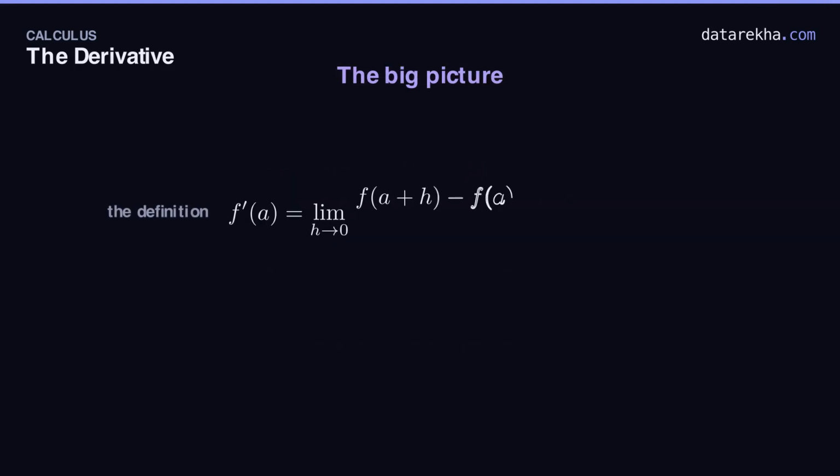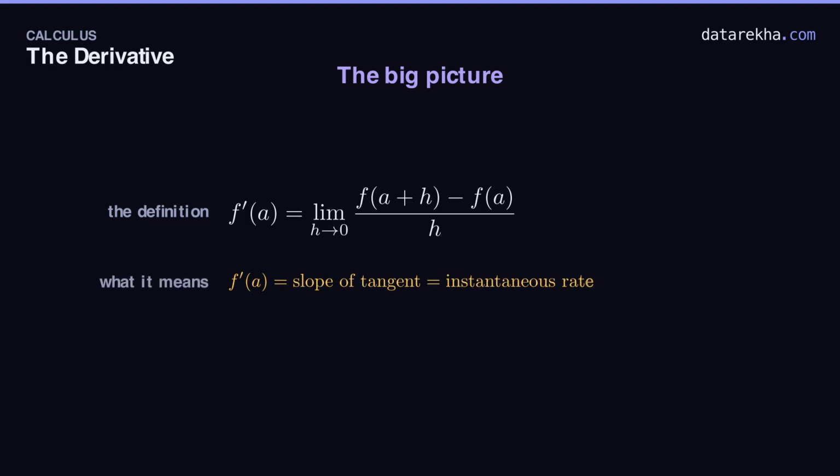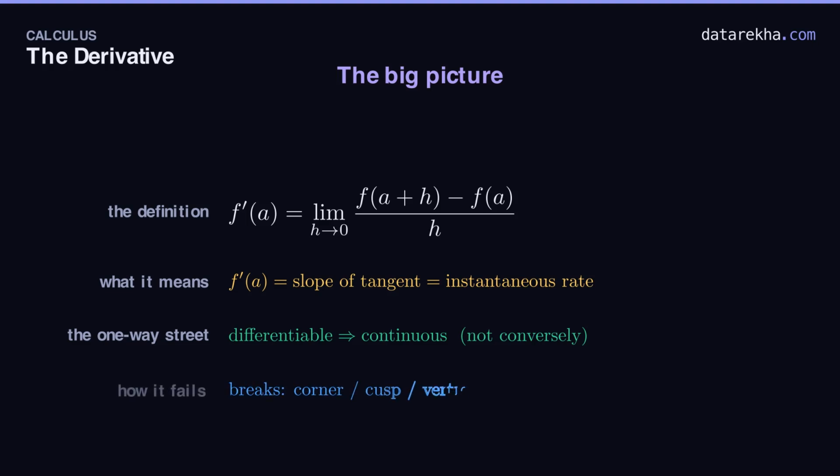Let's lock it in. The derivative at a is the limit of the difference quotient, the slope between 2 points, as the 2 points merge into one. Read it two ways. The slope of the tangent line and the instantaneous rate of change. Same number, two faces. It's a one-way street. Differentiable forces continuous, but continuous never forces differentiable. The absolute value proves it, and it breaks in 4 familiar ways: a corner, a cusp, a vertical tangent, or an outright jump. Hold these 4 lines, and differentiability will never catch you off guard.